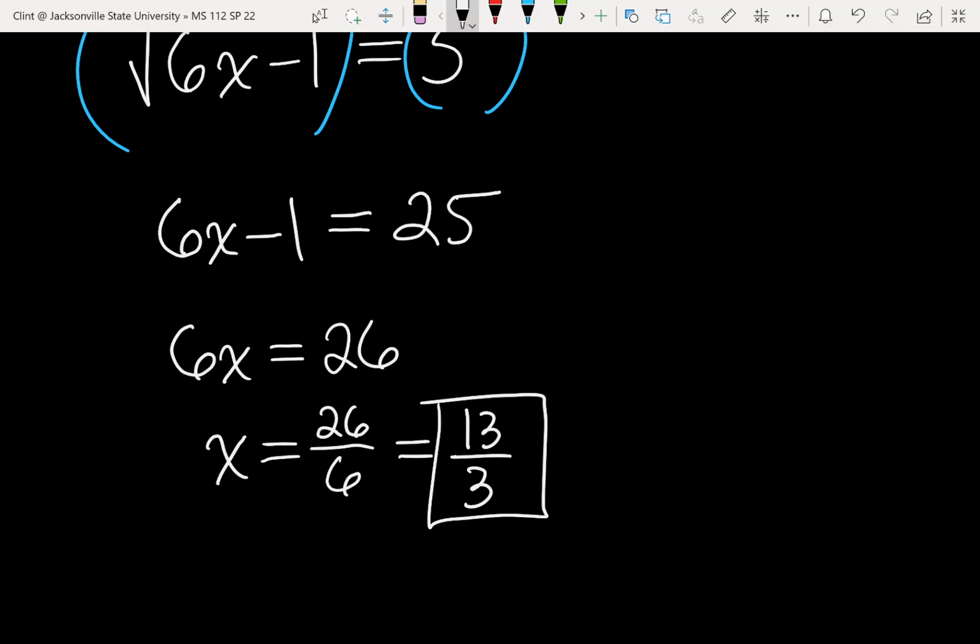Horrible. It's just really that first step. The first couple of steps, we get the radical by itself, raise it to the appropriate power to cancel it out, raise both sides to that appropriate power.